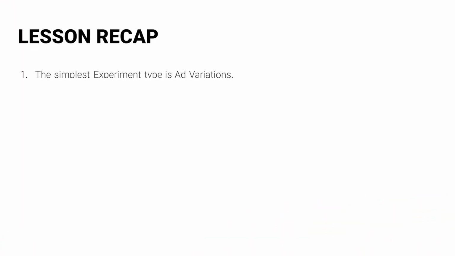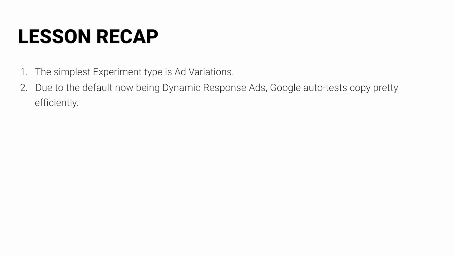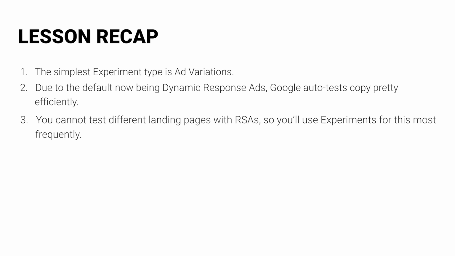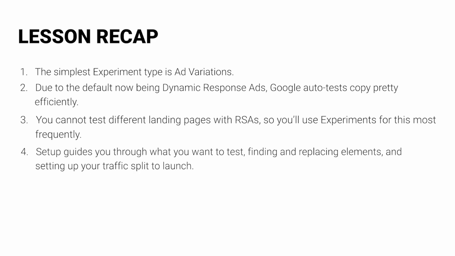So to recap, this is the simplest experiment type to run, being add variations. Due to the default now being responsive search ads, Google auto-tests copy pretty efficiently. You can't test different landing pages with responsive search ads, so you're probably going to use this experiment type mostly for that. The setup itself guides you through what you want to test, just like it would in any other experiment. You can find and replace elements, and you can set up your traffic split for when you launch.